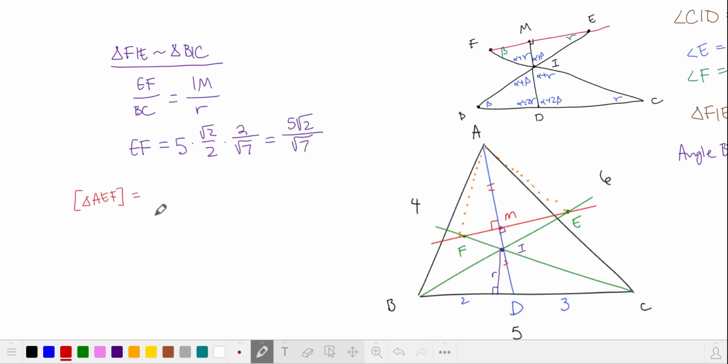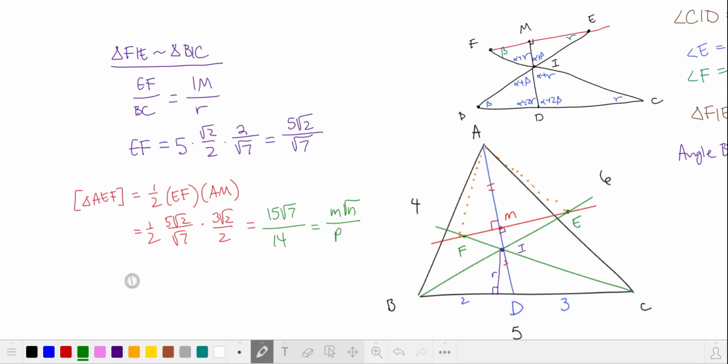So we want to find the area of triangle AEF. That's 1/2 base times height, and we'll substitute. AM was 3 root 2 over 2. This is 15 root 7 over 14. They want us to express it as m root n over p and give us m plus n plus p. And the answer is 36.